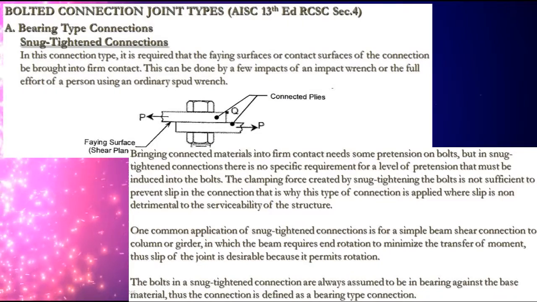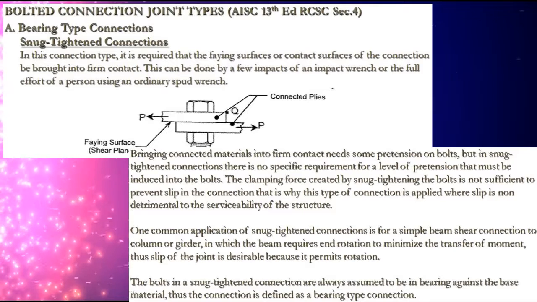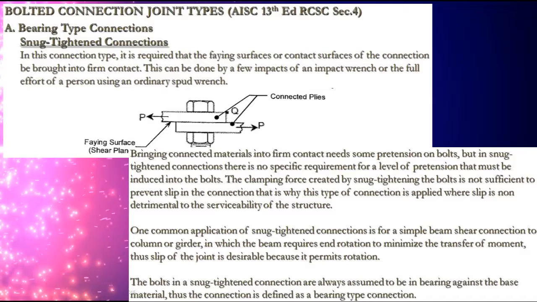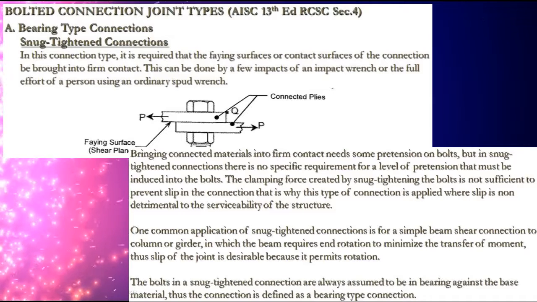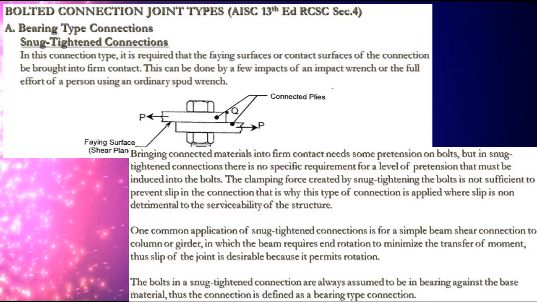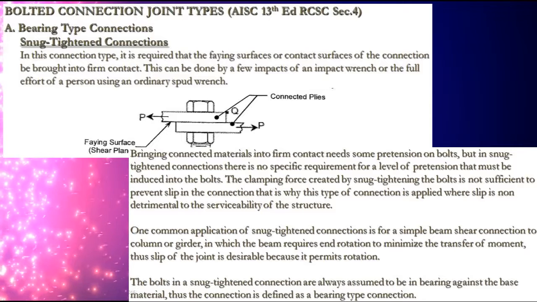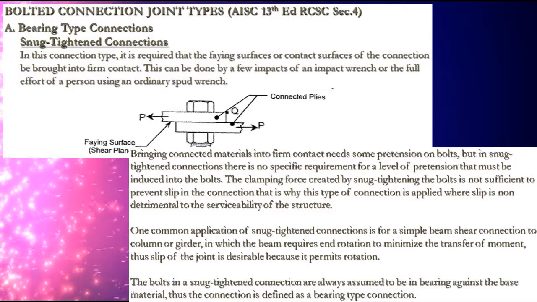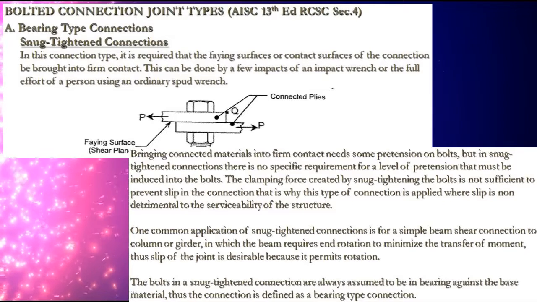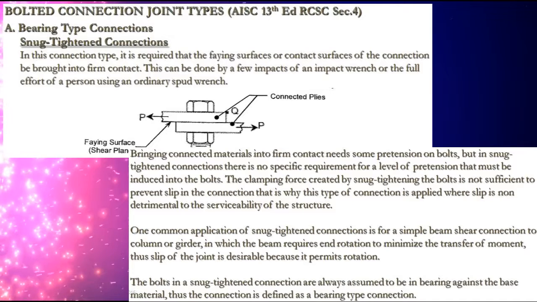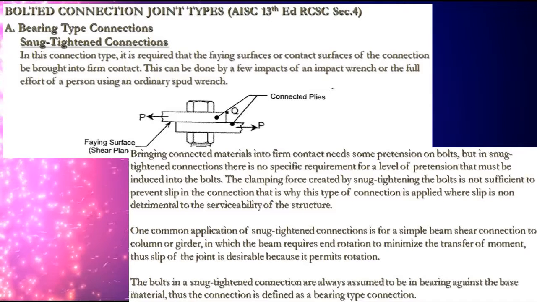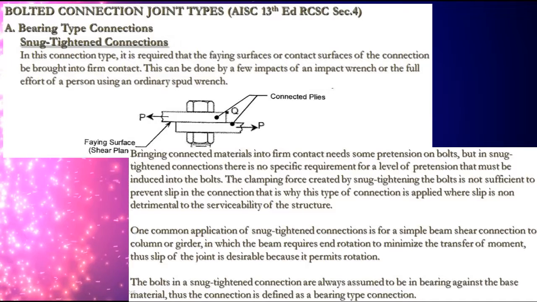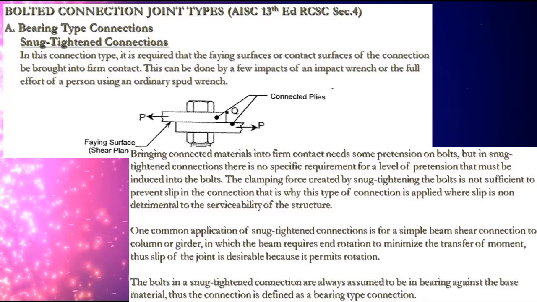Bolted connection joint types. A. Bearing type connections. Snug tightened connections. In this connection type, it is required that the faying surfaces or contact surfaces of the connection be brought into firm contact. This can be done by a few impacts of an impact wrench or the full effort of a person using an ordinary spud wrench. Bringing connected materials into firm contact needs some pretension on bolts, but in snug tightened connections there is no specific requirement for a level of pretension that must be induced into the bolts.